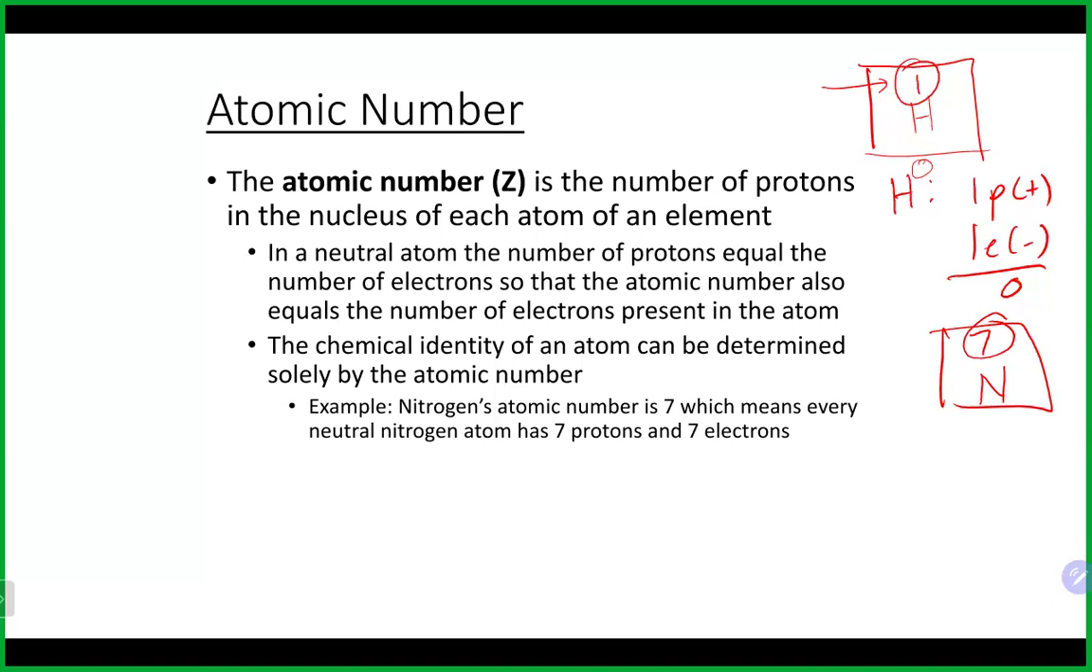So every element has a different number of protons, and you will never find, for example, carbon with 7 protons, because carbon has 6, right? So 6 would be carbon. So if you know the number of protons or you know the atomic number, all you need is a periodic table, and you know exactly what element you're dealing with. Just got to go find that number and see what the symbol is.